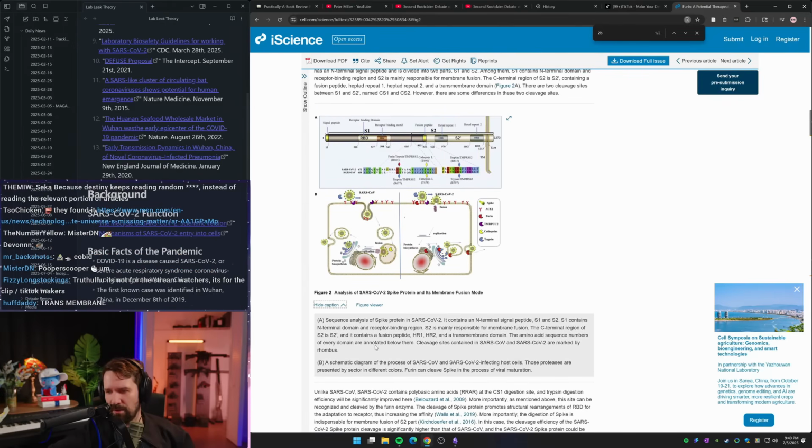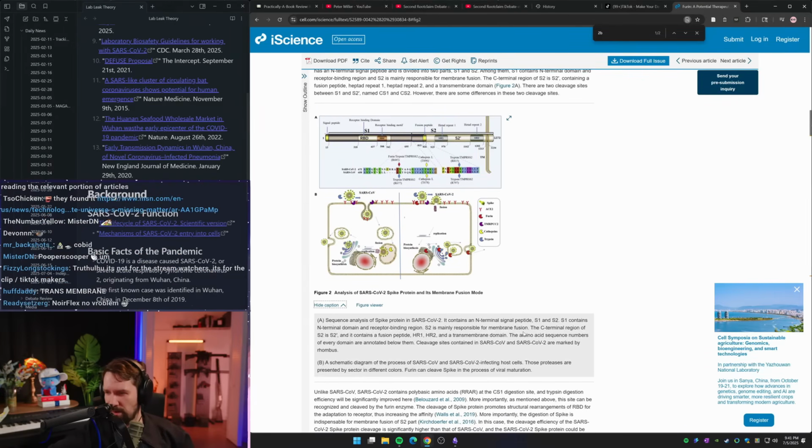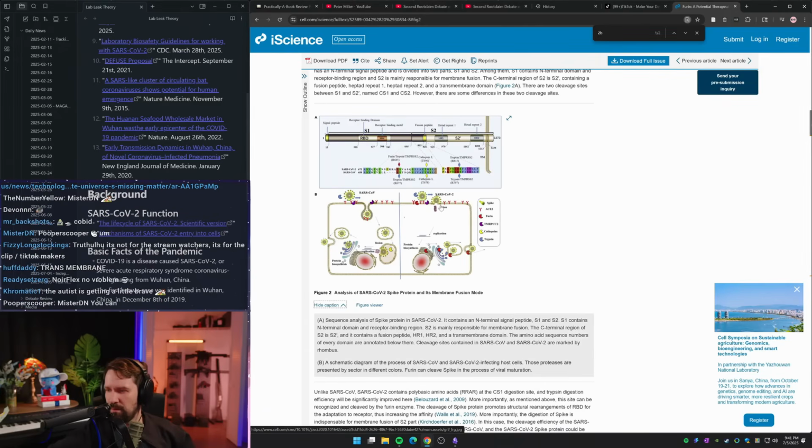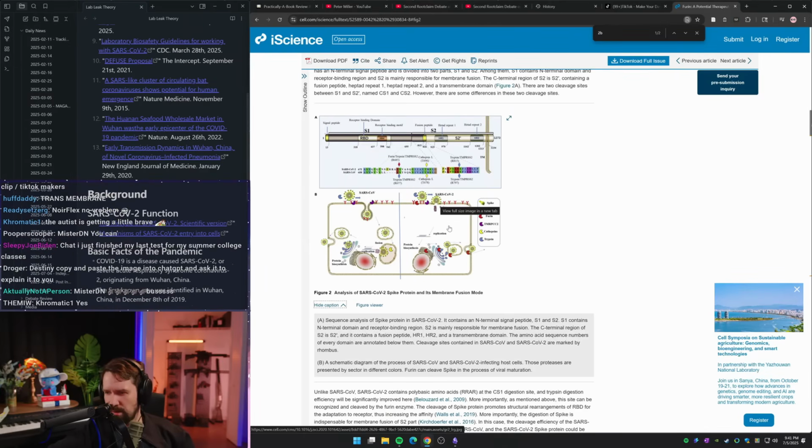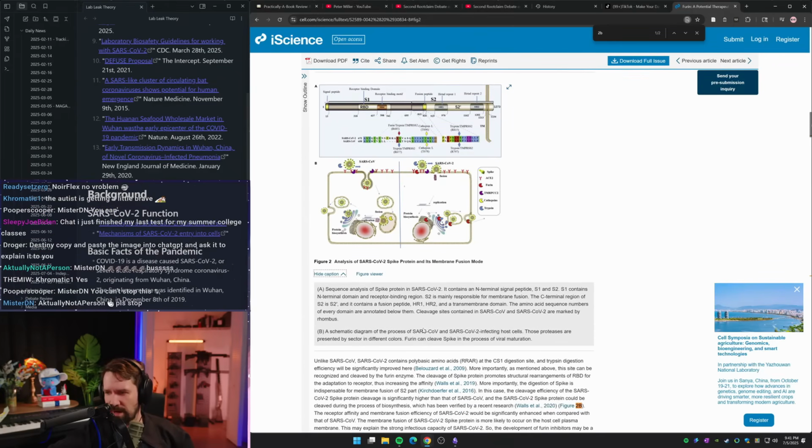B, a schematic diagram of the process of SARS-CoV and SARS-CoV-2 infecting those cells. This is SARS-CoV and this is SARS-CoV-2. These proteases are presented by sector in different colors. Furin can cleave spike in the process of viral maturation.